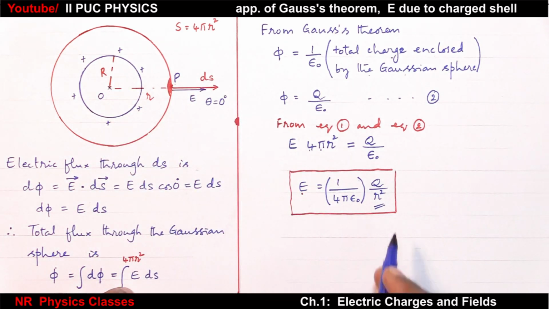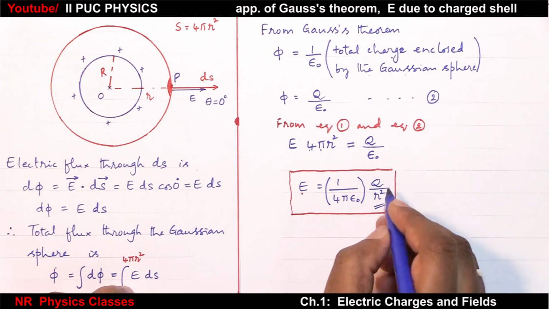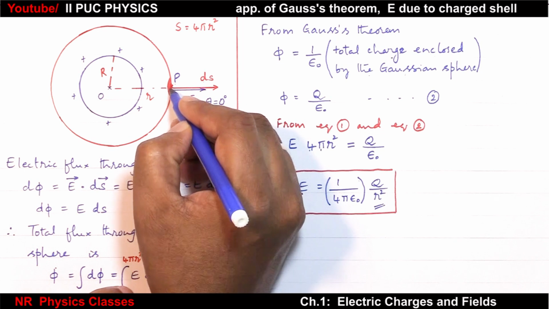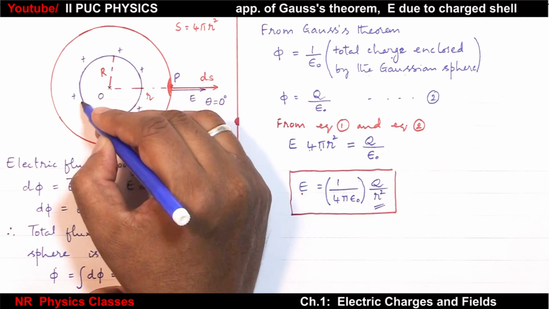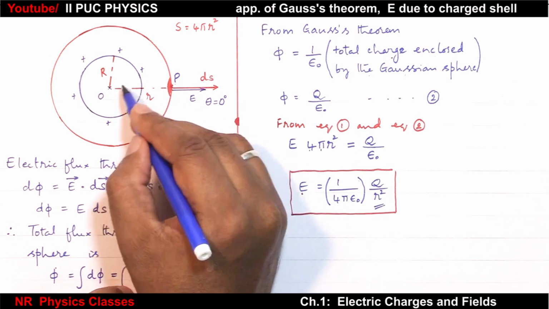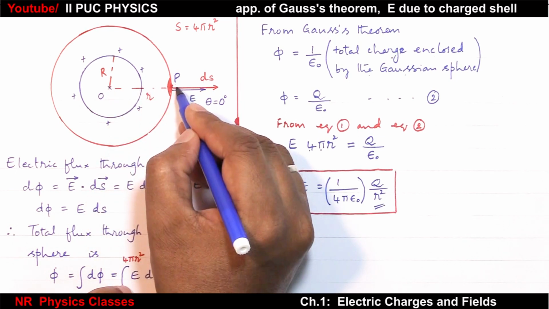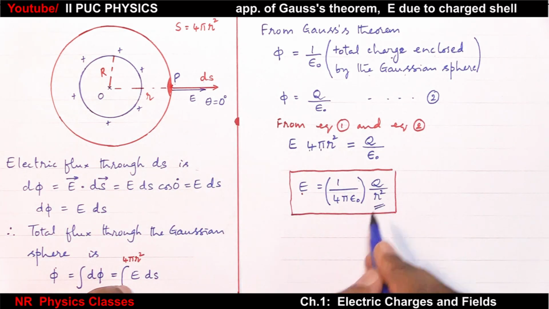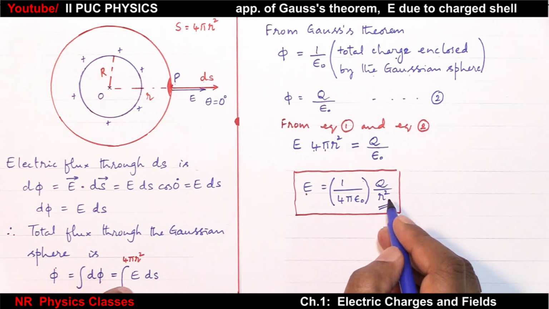Let me repeat. What is the outcome of this Gauss theorem? To find the electric field at a point due to a charged spherical shell, we have to consider the distance from the center, not from the surface. The distance from the center is r, here also there is r. So that is the application.